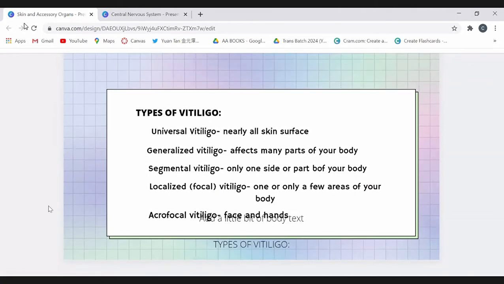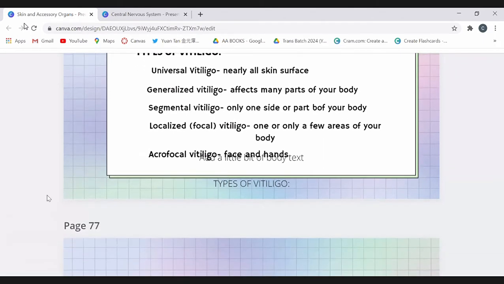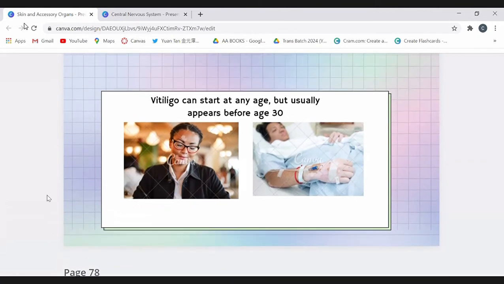So there are types of vitiligo. The universal vitiligo affects nearly all skin surface. Generalized vitiligo affects many parts of your body. Segmental vitiligo affects only one side or part of your body. Then the localized or focal vitiligo affects one or only a few areas of your body. And then the acrofacial vitiligo affects the face and hands. Vitiligo can start at any age, but usually appears before the age of 30.